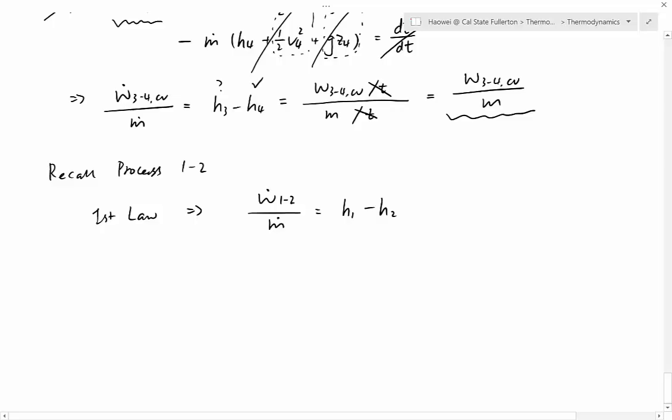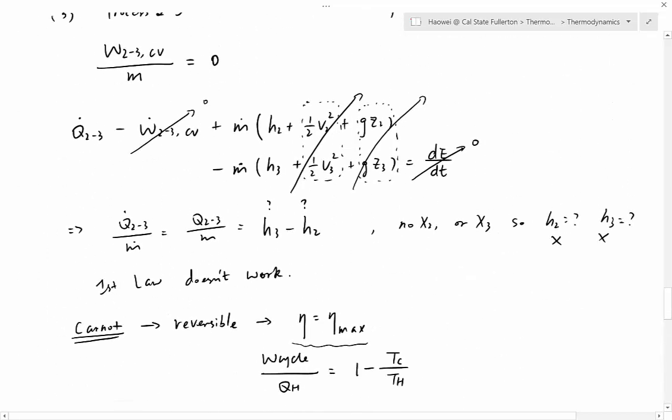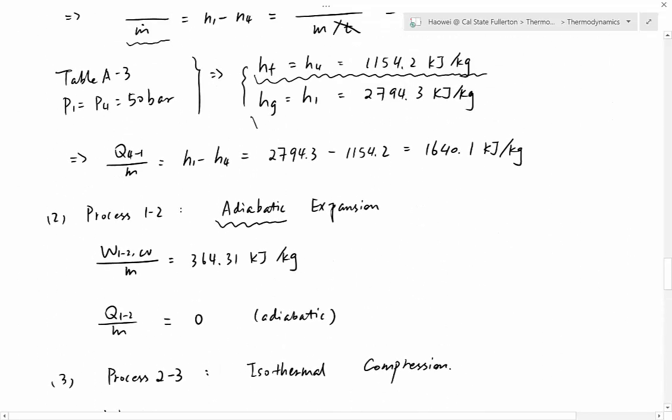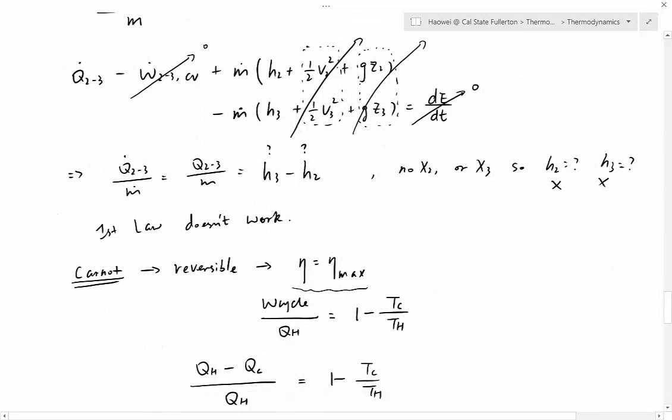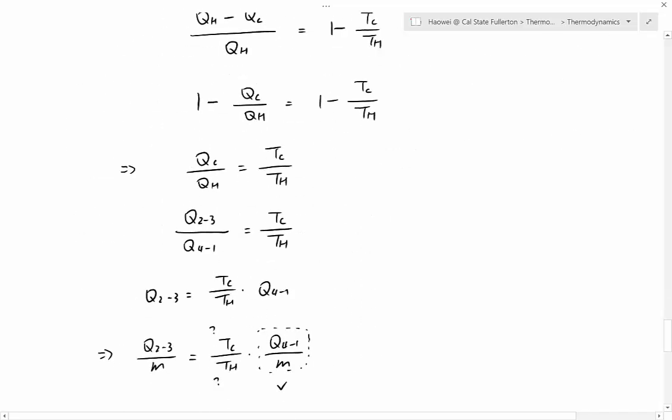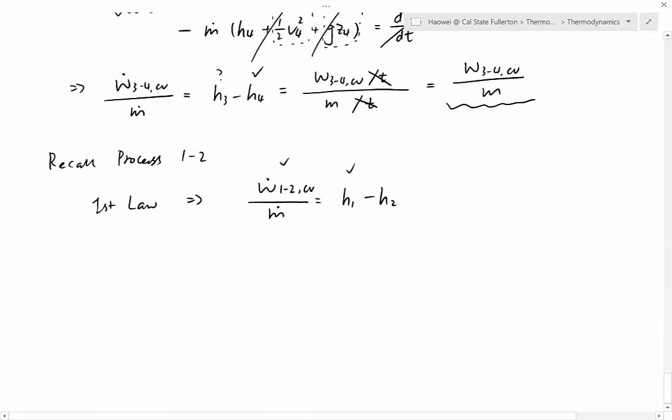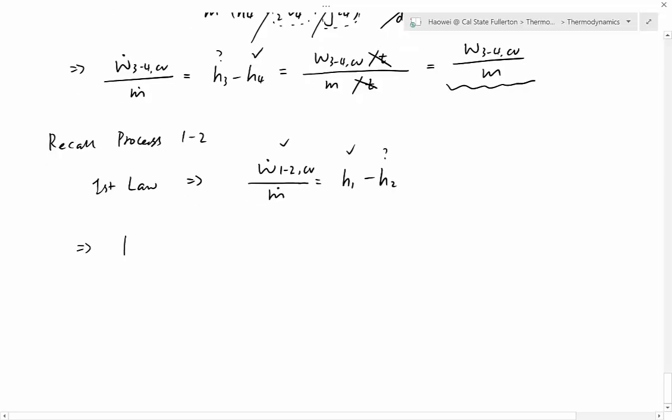W dot 1 to 2 control volume work over M dot is given, and H1 is found from earlier. Do you remember what H1 is? H1 is right here. H1 is equal to Hg and is 2794.3. So we do have H1. And now one equation with only one unknown. I can find H2 easily. So H2 is equal to H1 minus W dot 1 to 2 control volume work over M dot.